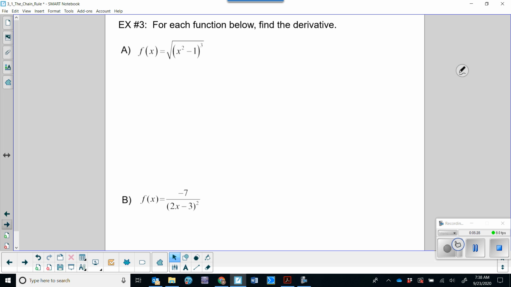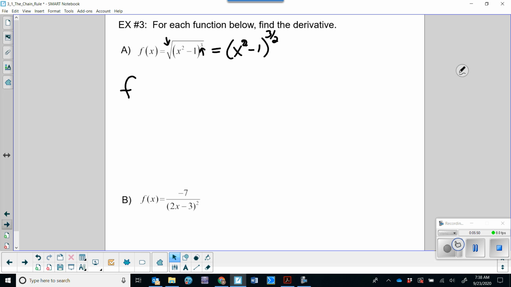I have a square root. I have no rule for square roots. I have rules for powers. So we're going to rewrite this as x squared minus 1, and then the inside is cubed, and this is square root. That's a 2 for the root. So remember, it's power over root. So there would be your new power.